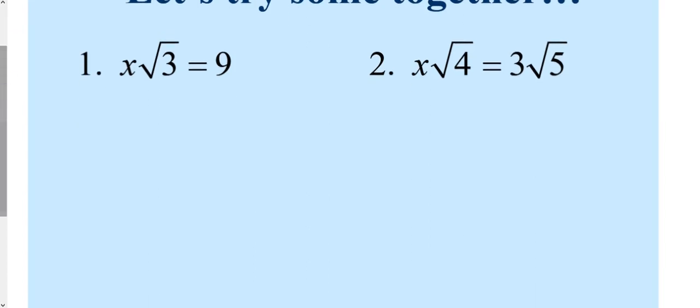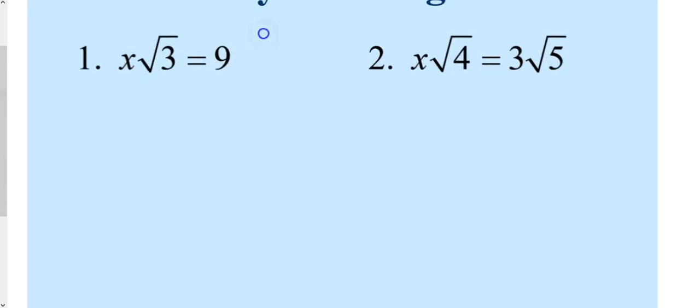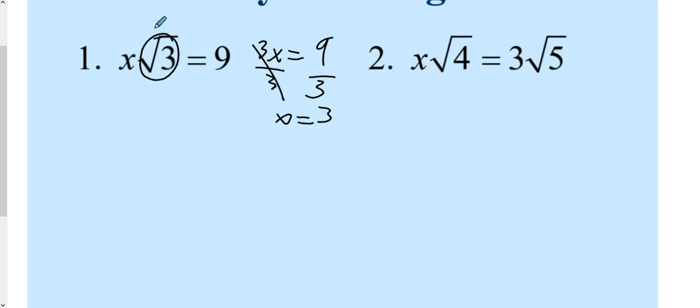Okay. So, first off, we have x times square root of 3. This is theoretically the same thing as 3x equals 9. Okay? X is being multiplied by something. What do we do? We divide by it. And then we get an answer. We're going to do the same thing here, the only difference is what's attached to the x is a radical. So we need to divide by that radical. So we get x equals 9 over square root of 3.